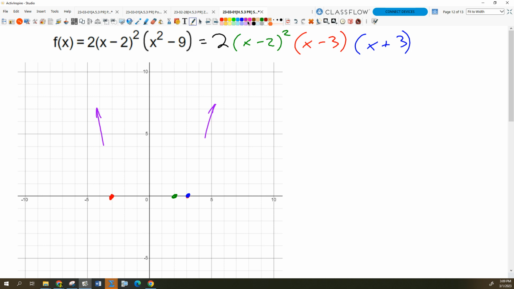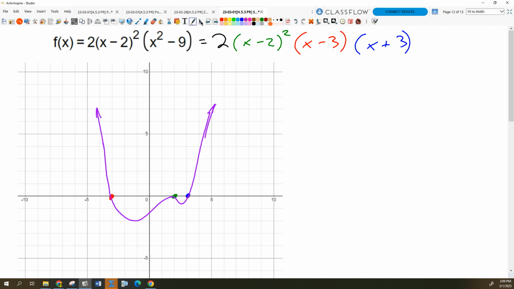So what's it do at the red x-intercept? Cut or bounce? Cut. What's it do at green? Bounce. What's it do at blue? So there it is. Okay. Make sense? All right.